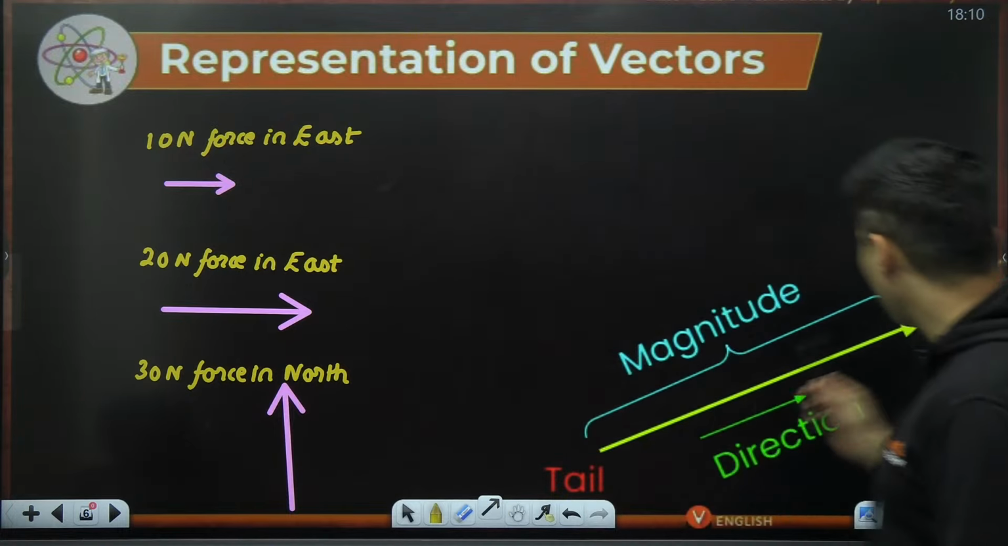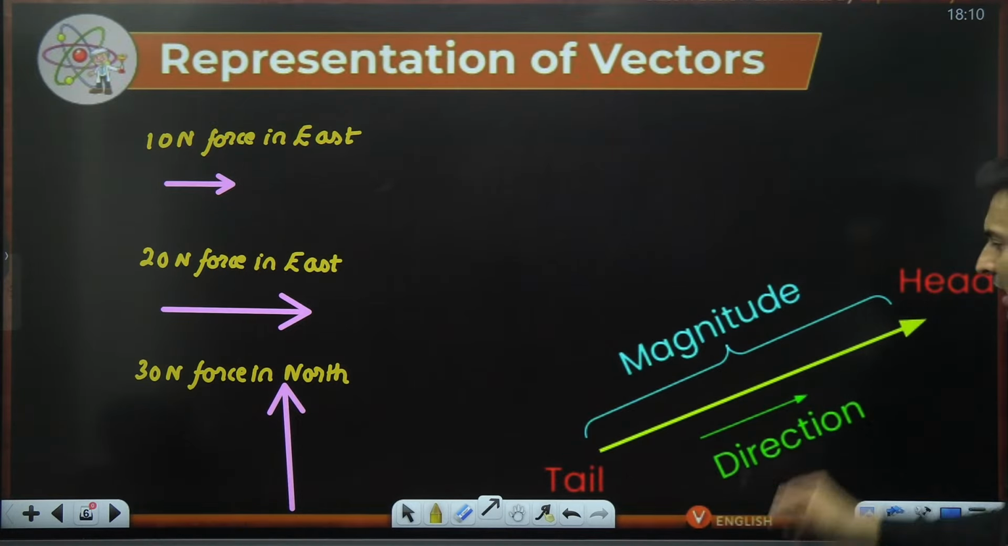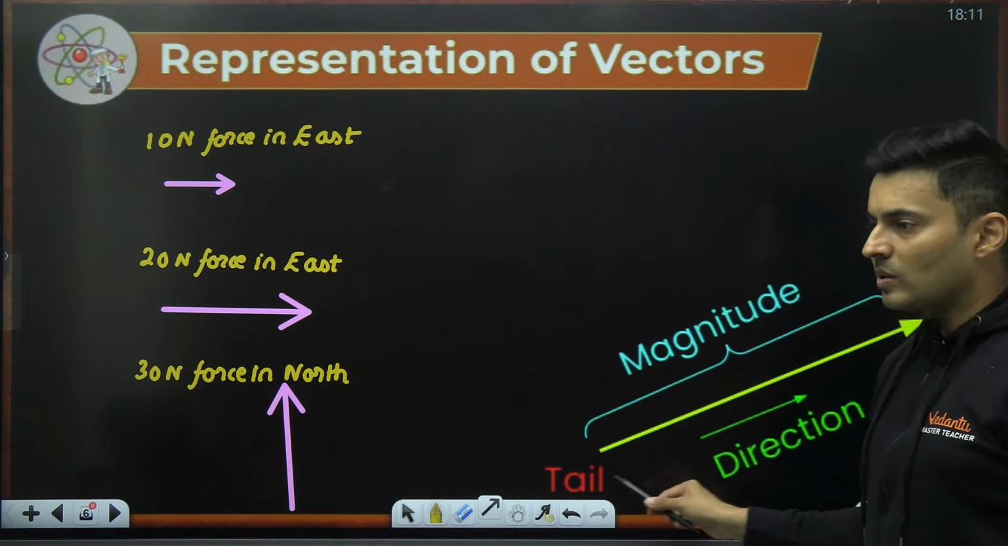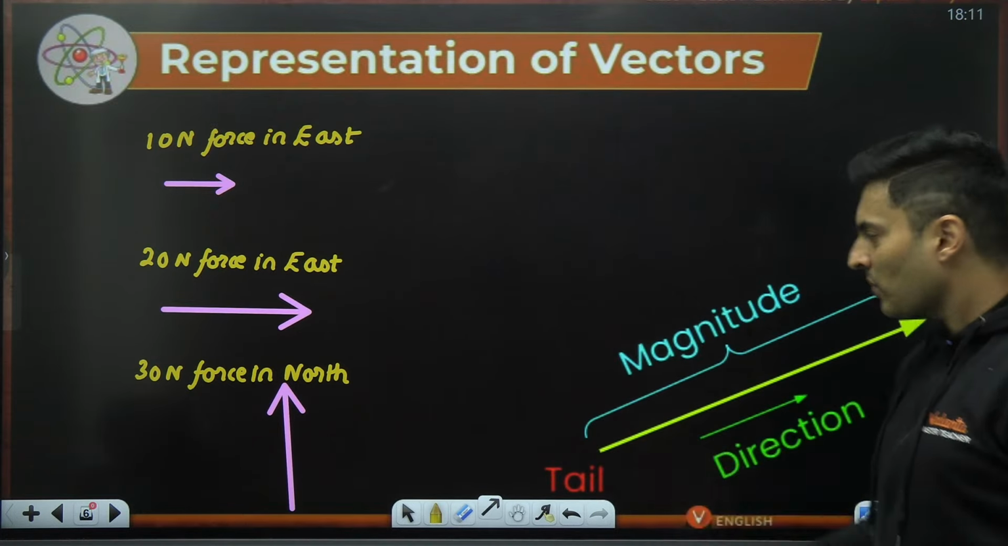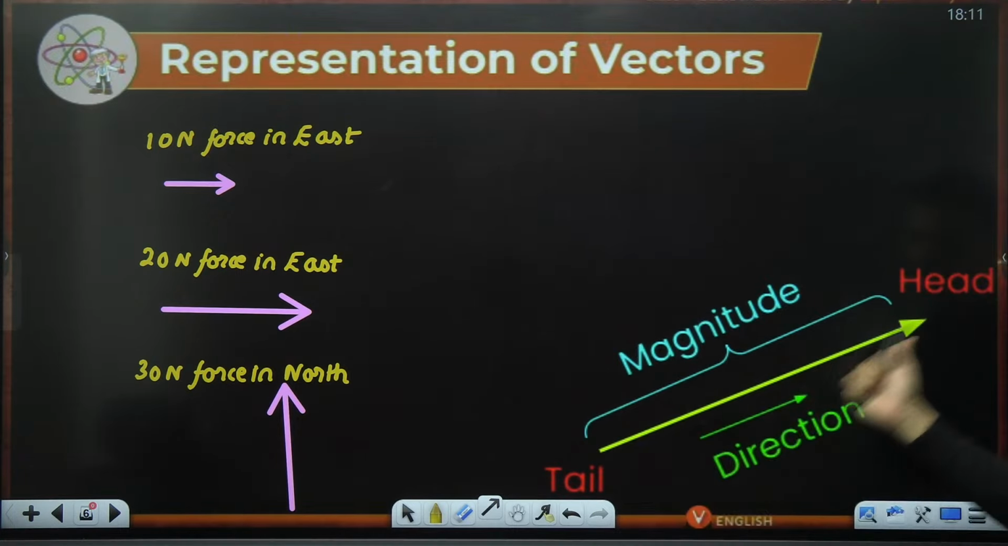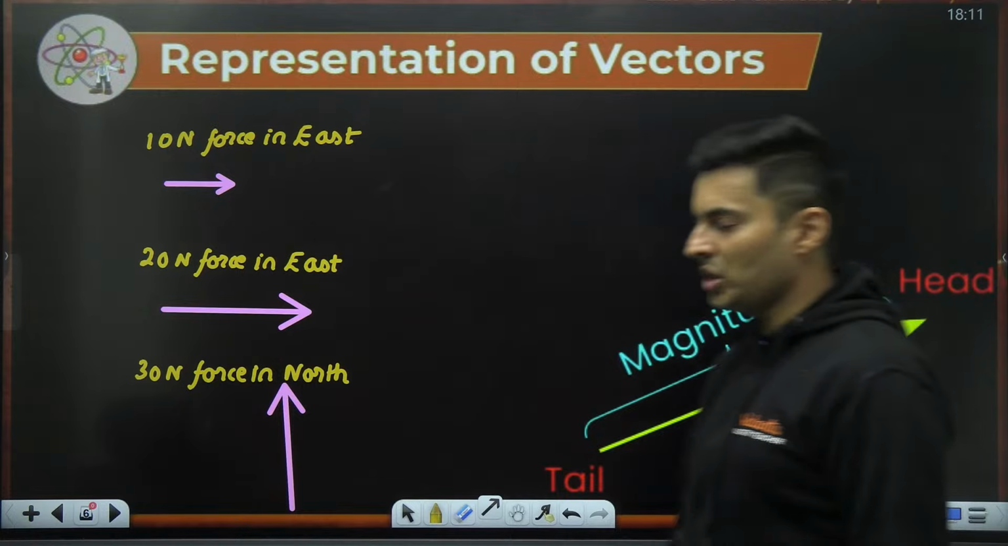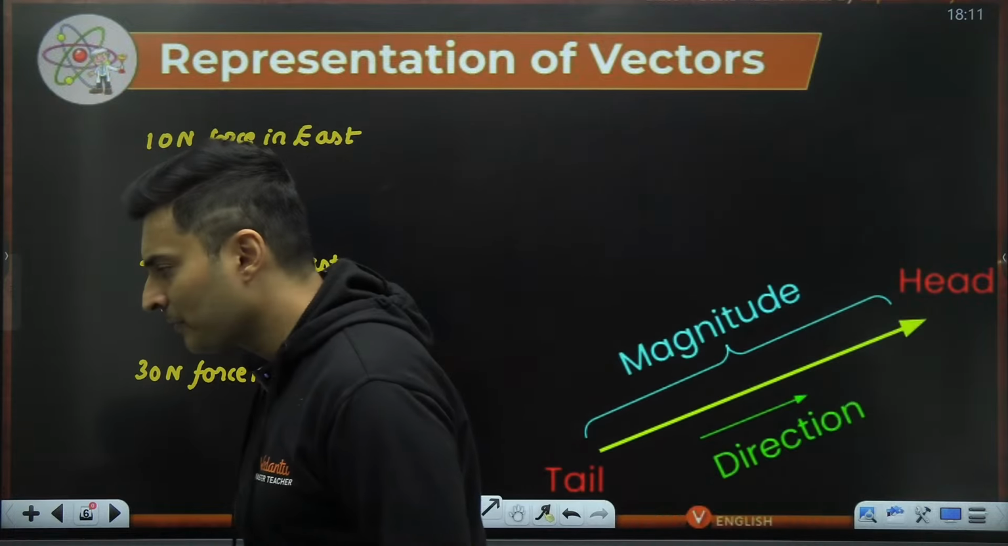So the arrow mark is called the head of the vector. The other end is called the tail, just like an arrow, right? It has a tail, it has a head. The head will give me the direction of it. Is that right, everyone?